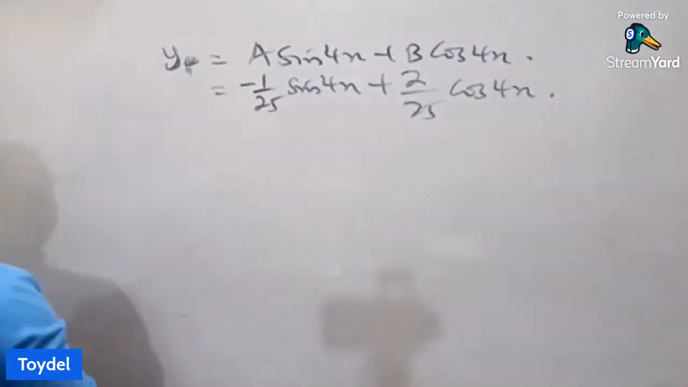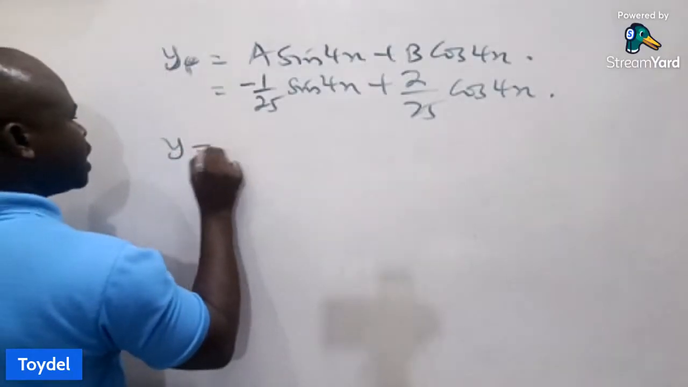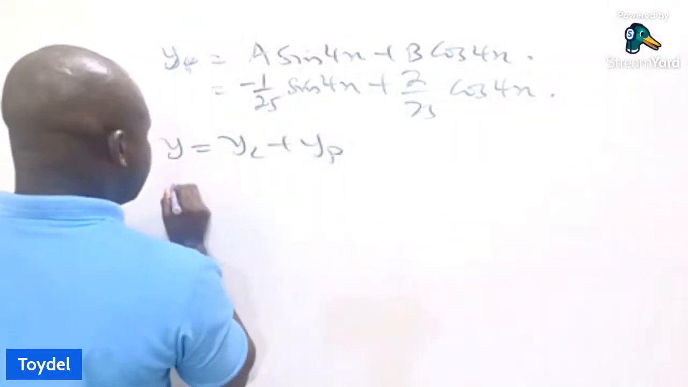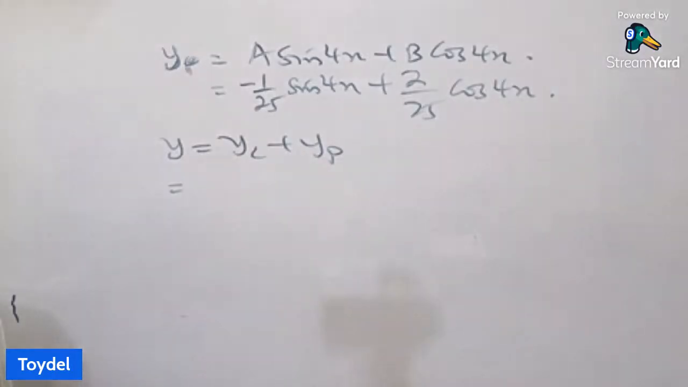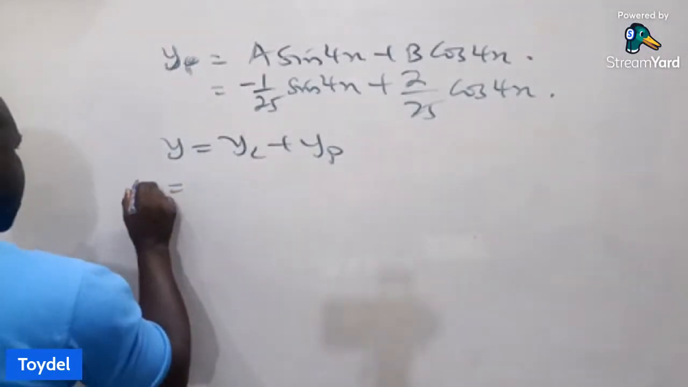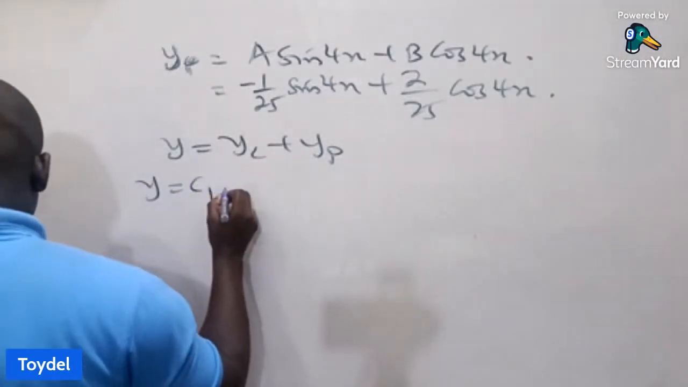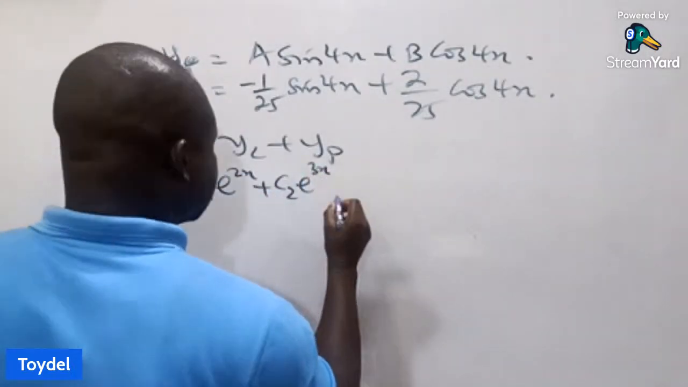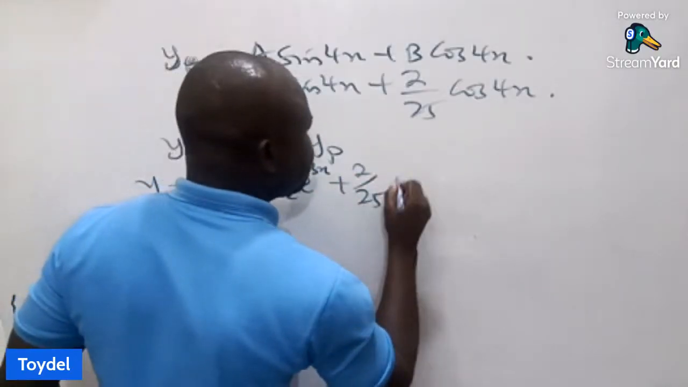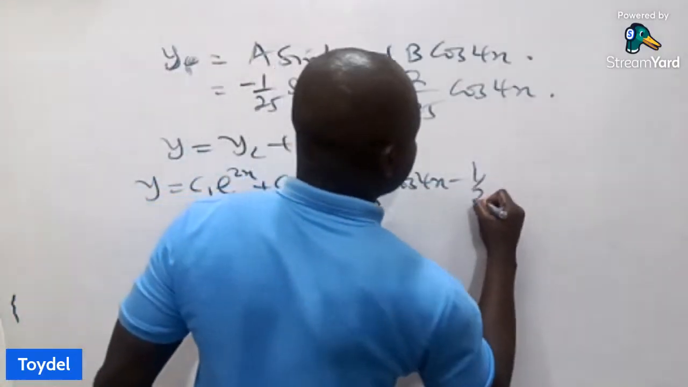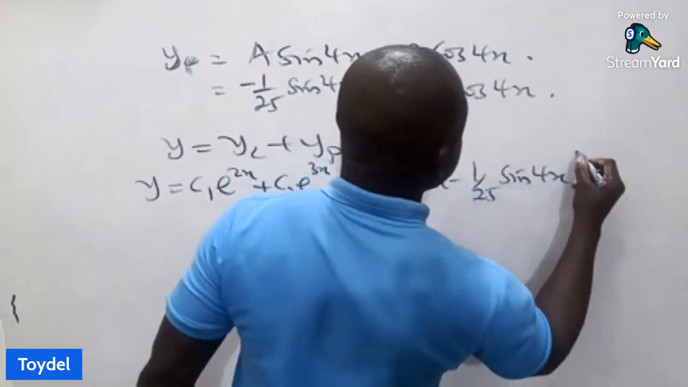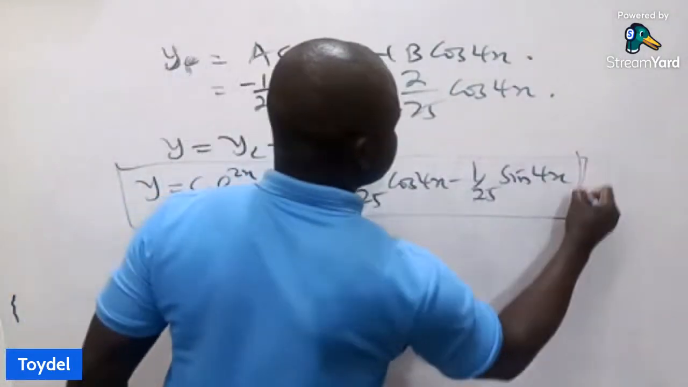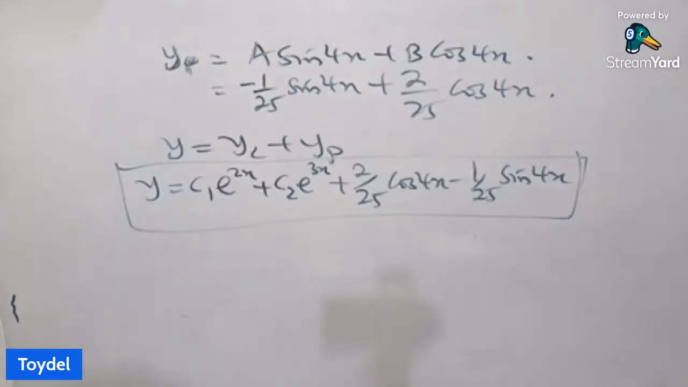Then finally, what is the total solution to that problem? y is equal to yc plus yp. We've got the value of the complementary solution. So the final solution, which is the general solution, will be y equals c1 e to the 2x plus c2 e to the 3x that we have gotten, plus 2 all over 25 cos 4x minus 1 all over 25 sine 4x. This represents the total solution to that particular problem. So that is that about the second example.